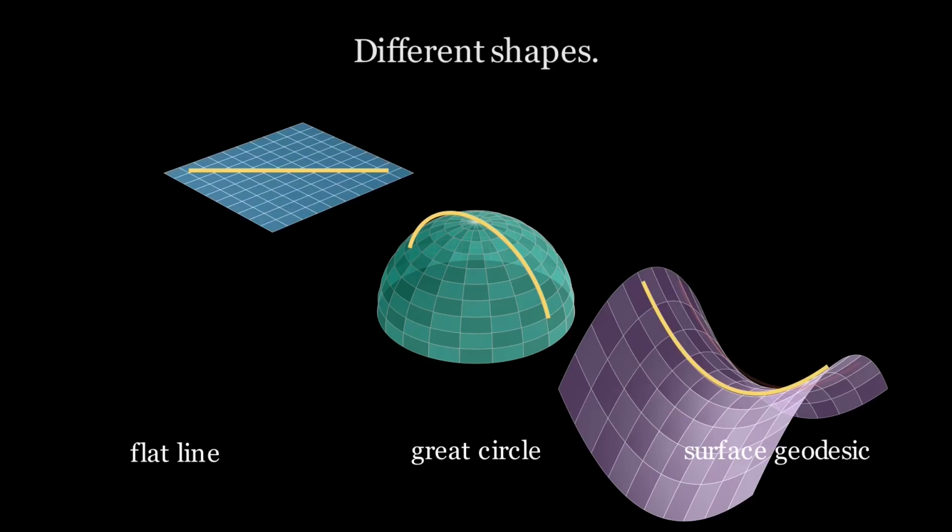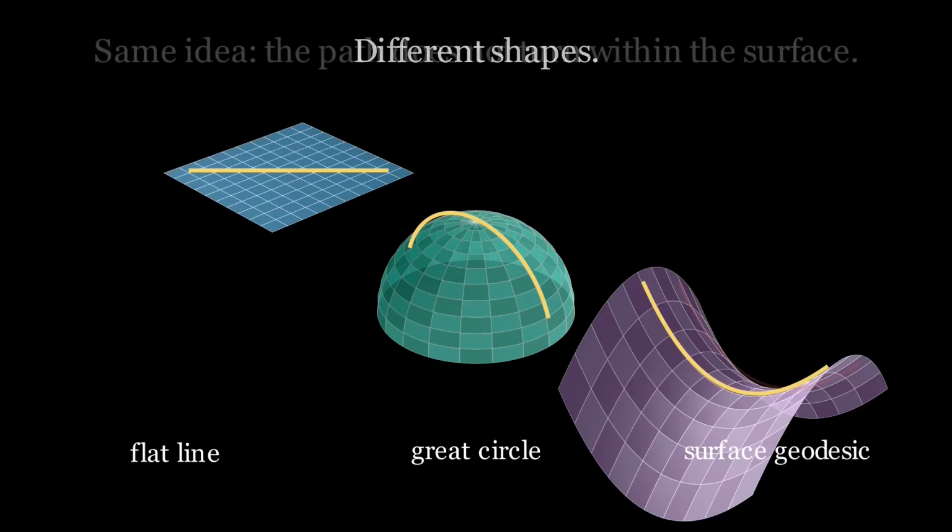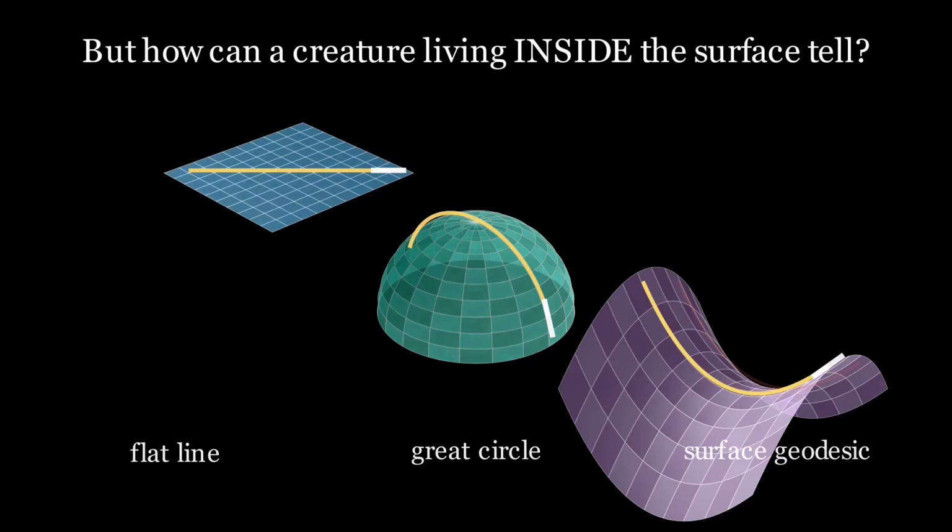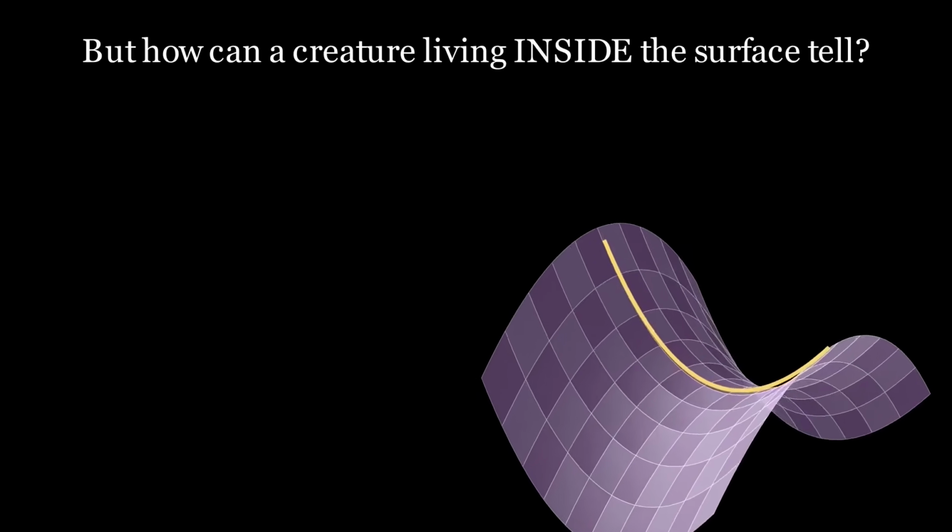Despite the different shapes, they share the same idea. The path never turns within the surface itself. But how can a creature living inside the surface tell? Only by looking locally.